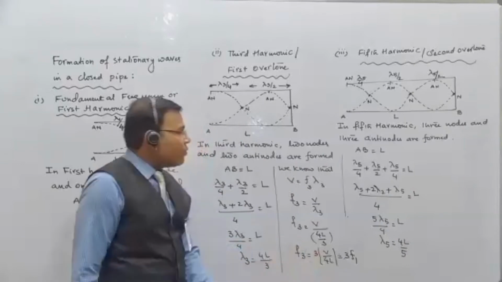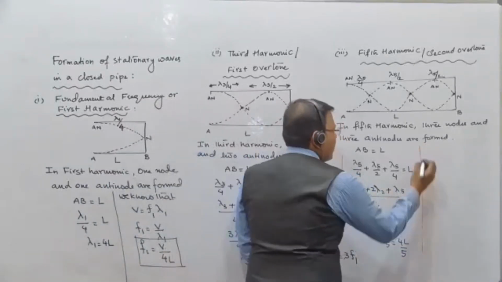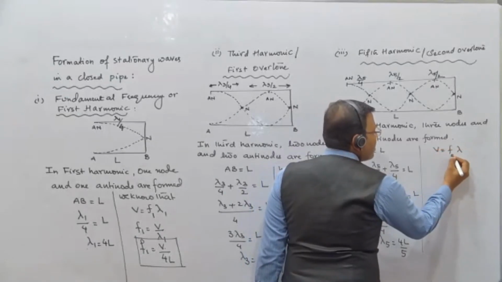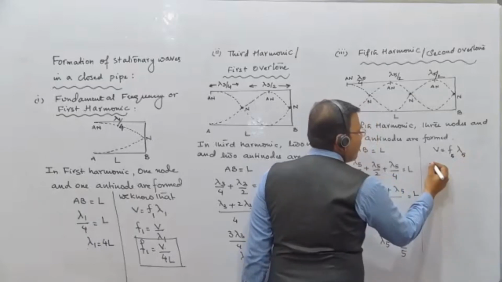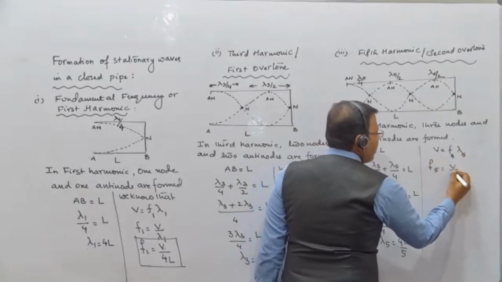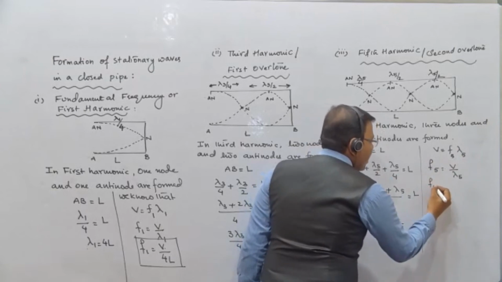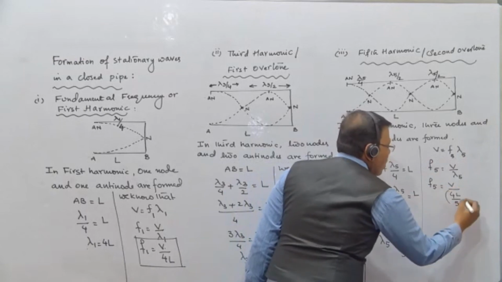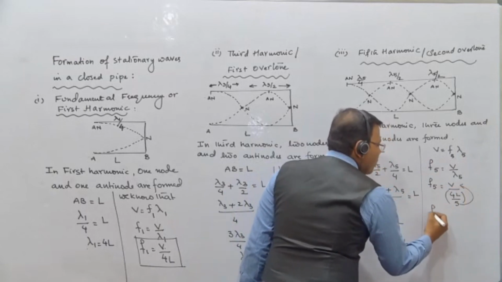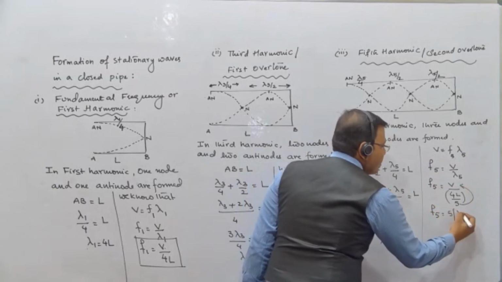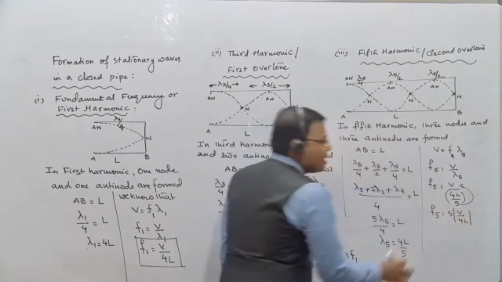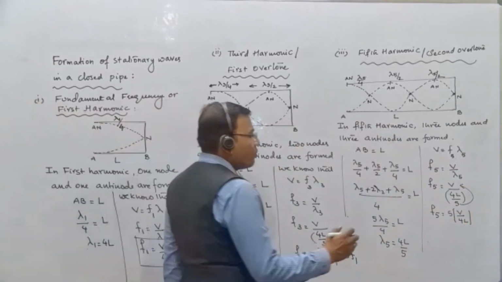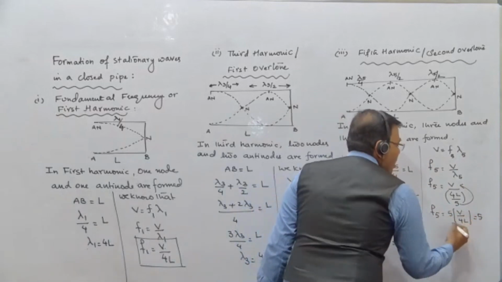Now the same process we can move with this. What are we going to get, let us see. We have V equals F lambda, so here we can write F5 and lambda 5. So F5 we can write as V by lambda 5, and this F5 equals V by, what is lambda 5? 4L by 5. So what happens, you know, student, this 5 will go up. So therefore, F5 equals 5 times V by 4L. Now, what is V by 4L? This V by 4L we have already derived to be F1, that is the fundamental frequency. So therefore, I will write this as 5 times F1.